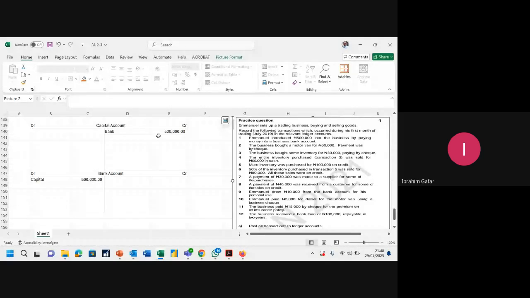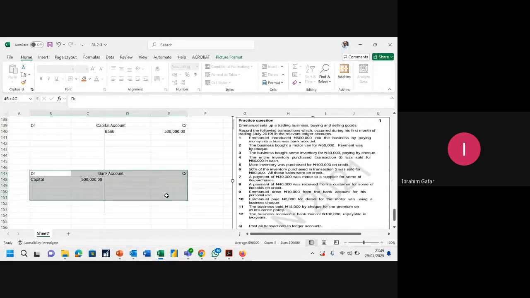That's the way journal entry operates. Now they said the business bought a motor van for 60,000 naira. Payment was by check. If they had just said the business bought a motor van for 60,000 naira, we would have debited the motor van, which is an asset, and credited our payable account with that 60,000 naira. But because they went further and said payment was by check, it means the payment left our bank account. So we're going to open another account.